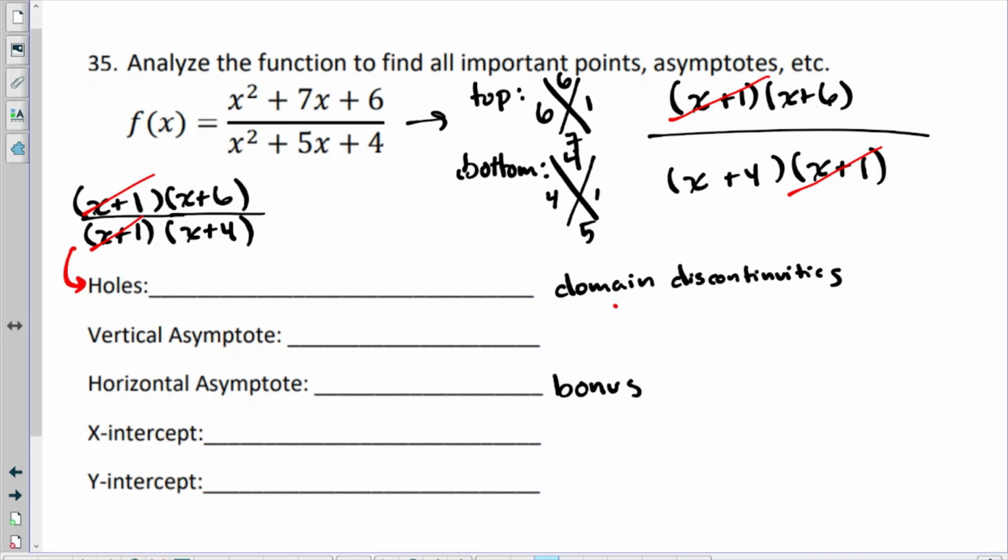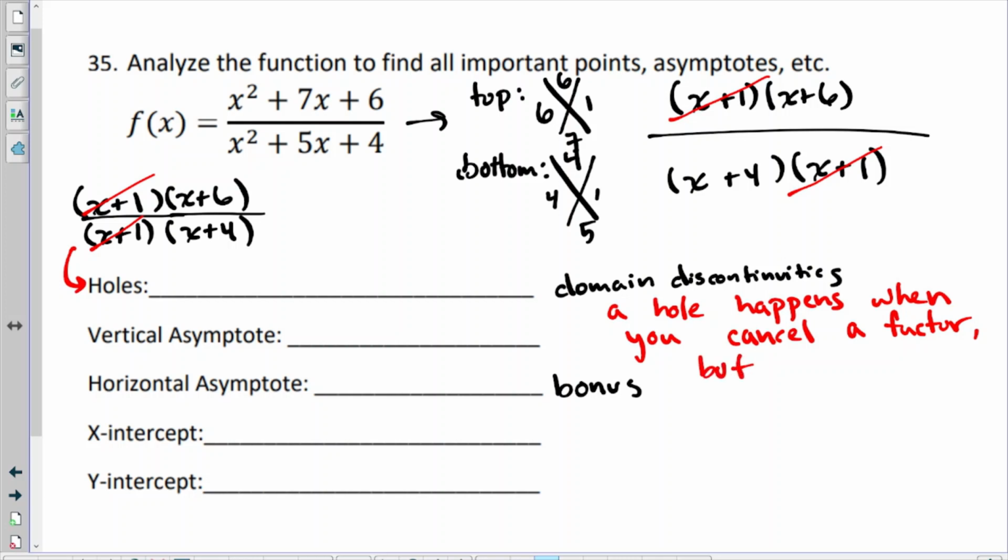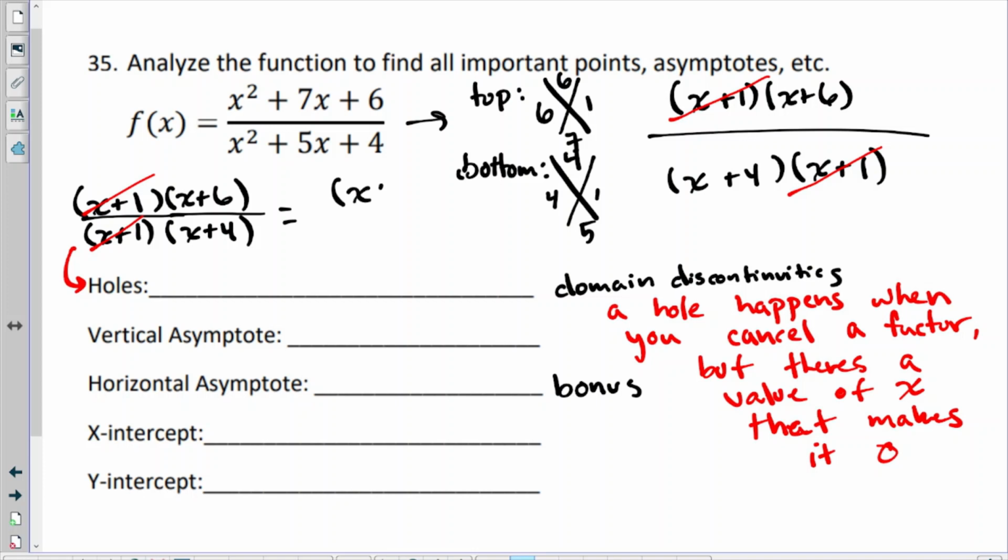So a hole happens when you cancel a factor, but there's a value of x that makes it 0. Okay, so what that means is visually, my graph, like you've plugged this into Desmos, it would look exactly like this, which we'll talk about what it looks like in a second. Okay, but there's only one thing that's different.